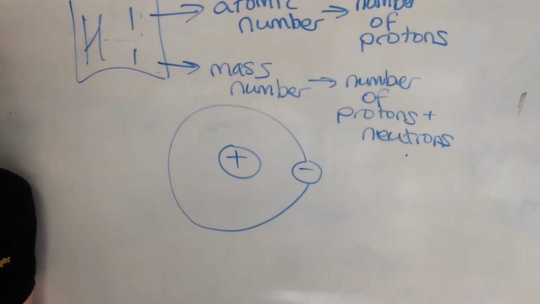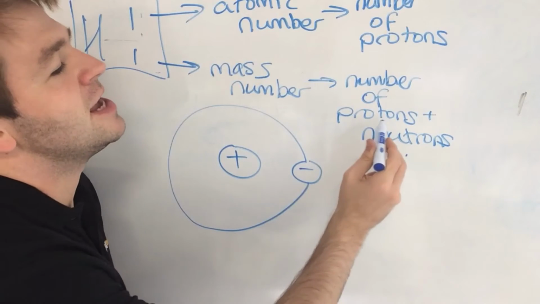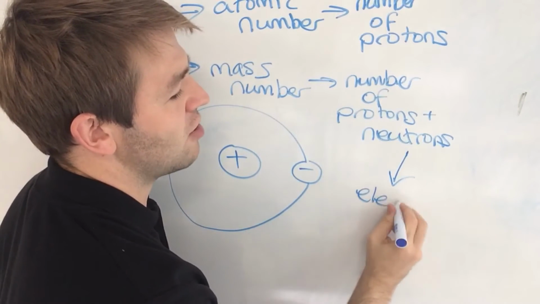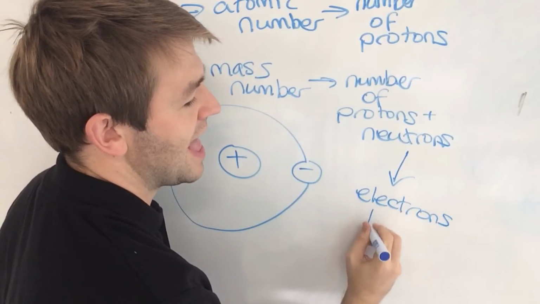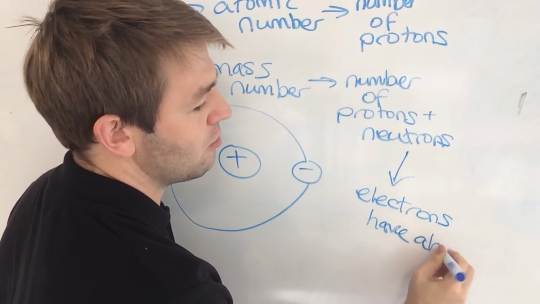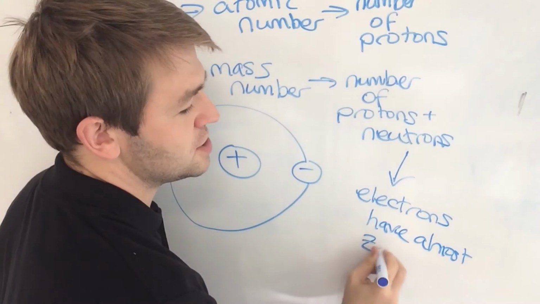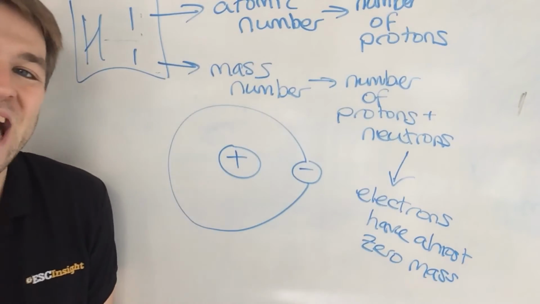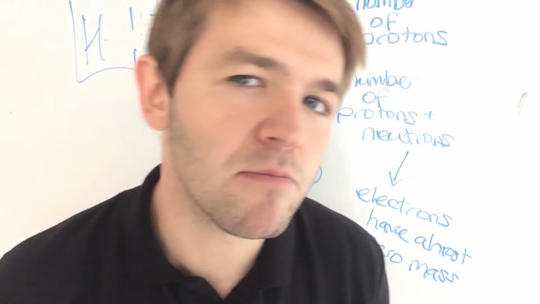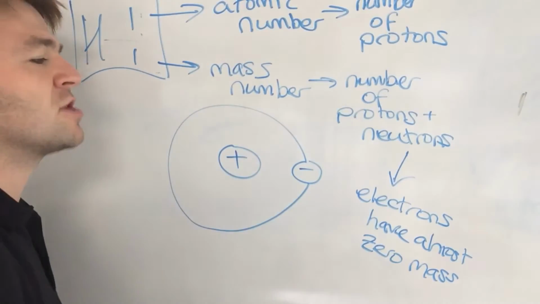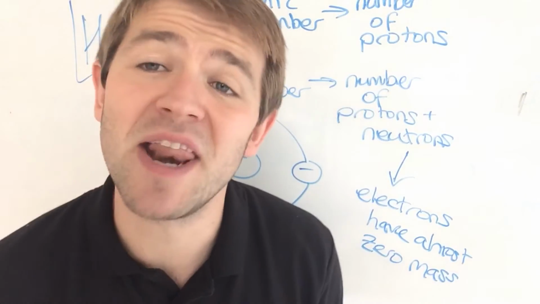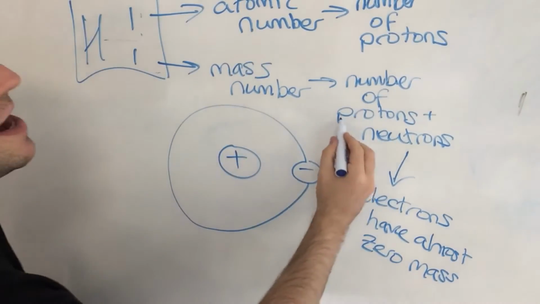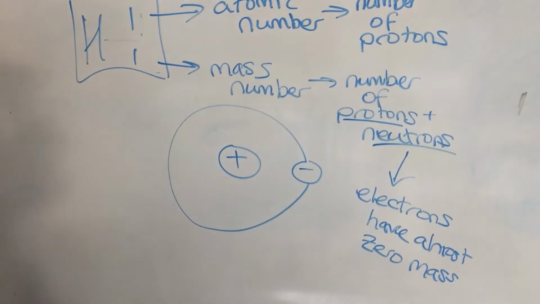What's important here is that this mass number is only made from the protons and the neutrons. Electrons have almost zero mass. We can, for the time being, think of electrons as having no mass. It's actually really small, but compared to the protons and the neutrons, they are many, many times smaller. So the mass is only made from the protons and the neutrons.